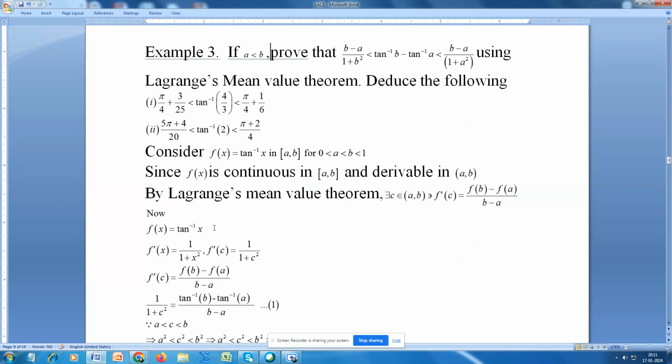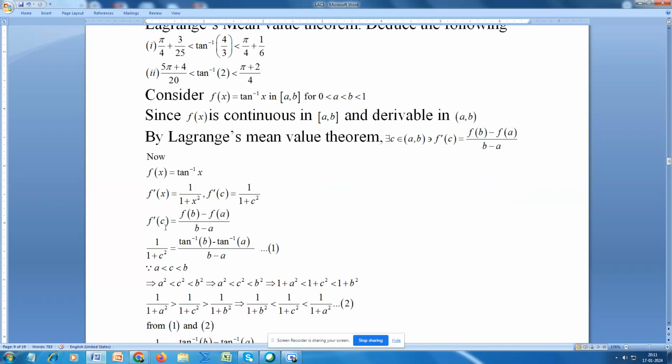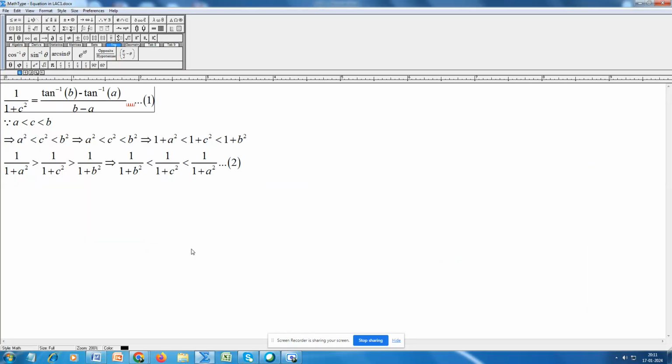Now, f(x) is tan⁻¹x, f′(x) is 1/(1 + x²). So f′(c) is 1/(1 + c²). Put c for x. Now you consider f′(c) = (f(b) − f(a))/(b − a). f′(c) is 1/(1 + c²), which is equal to (tan⁻¹b − tan⁻¹a)/(b − a). Call this equation 1.